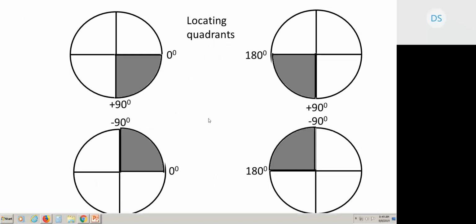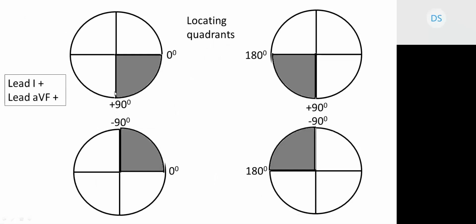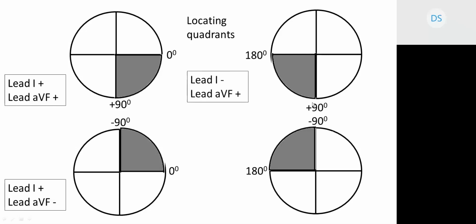So first of all, we need to try locating the quadrant. If my QRS axis is going to be in left lower quadrant, my lead 1 and lead AVF both will show positive net deflection. If my QRS axis is located in the left upper quadrant, my lead 1 and AVF are going to be positive and negative respectively. If my QRS axis is in the right lower quadrant, my lead 1 will be negative but AVF will be positive. And if I have it in the right upper quadrant, then both lead 1 and AVF are going to be negative. So once you look at 1 and AVF and see the dominant vector, you decide your quadrant.